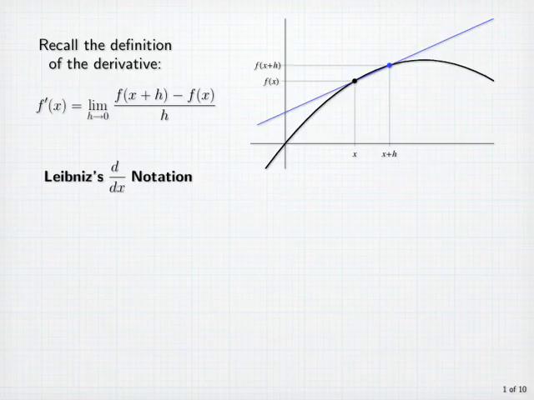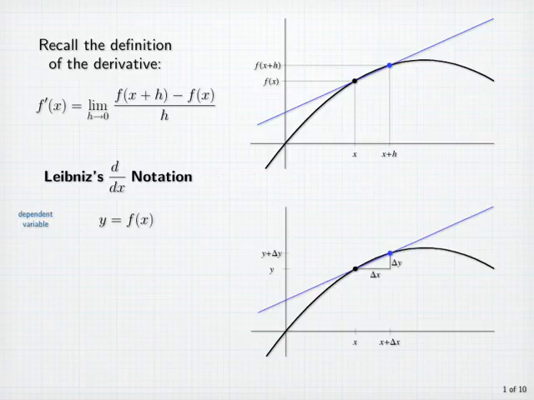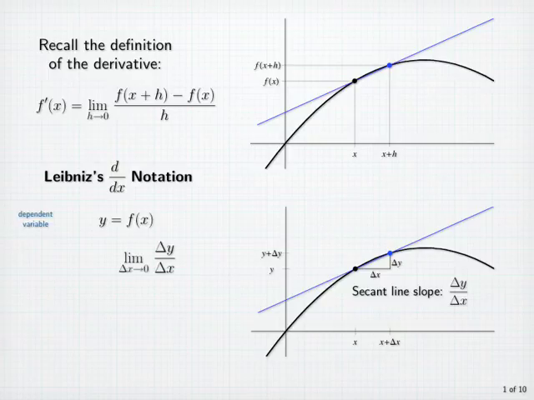Leibniz d by dx notation. Let's first define a dependent variable y equal to f of the independent variable x, and we make a picture similar to the one above. Here we use symbols delta x and delta y to represent small changes in the variables x and y. Now, notice that the slope of the secant line is simply delta y divided by delta x. So the slope of the tangent line is now the limit as delta x goes to 0 of delta y over delta x. And our symbol for that limit is dy over dx, or simply dy dx.